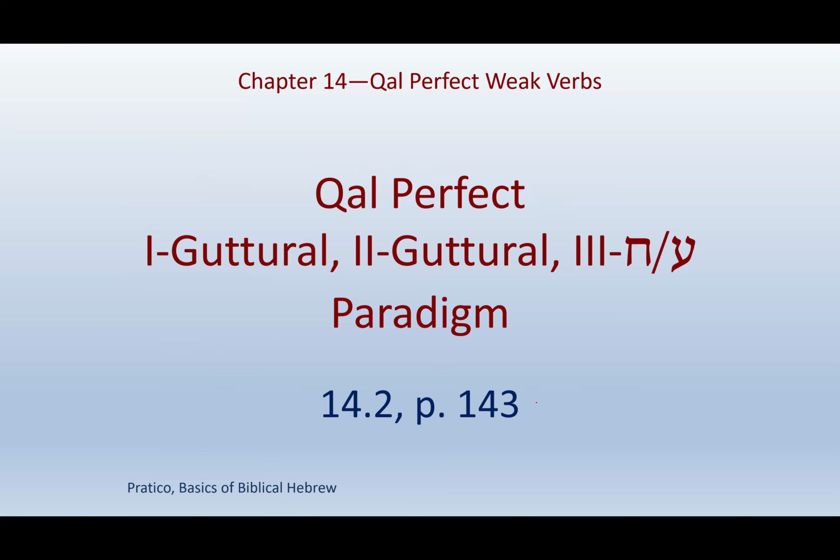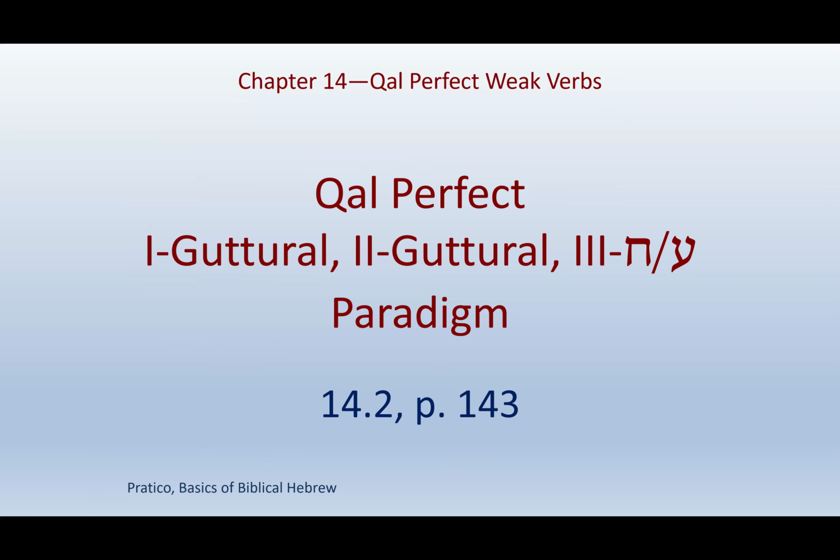Okay, so we want to look at the Qal perfect one guttural, two guttural, and three chet ayin paradigm. That's on page 143. And you can see right off that it's way easier to memorize the paradigm and then just apply it. So notice that on the right-hand column, there's our strong verb paradigm. Then you can memorize it in the third, second, first person order if you want to. But now let's keep an eye on that, but let's look at the first column, the one guttural column. Notice that all of these are exactly the same except for the second masculine plural and second feminine plural.